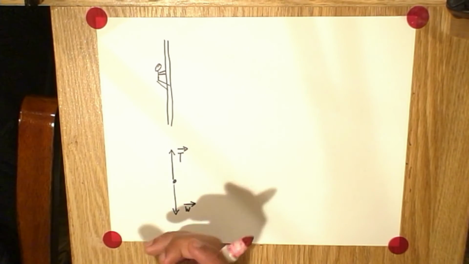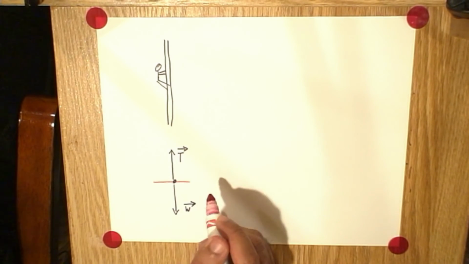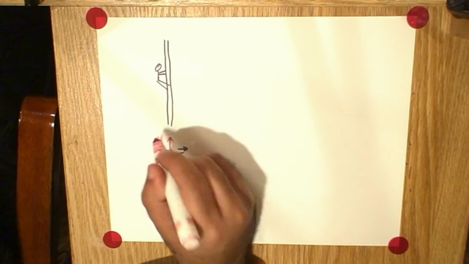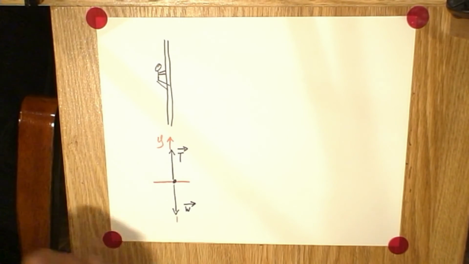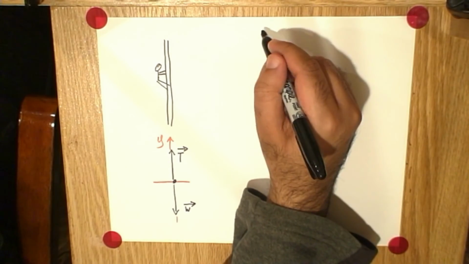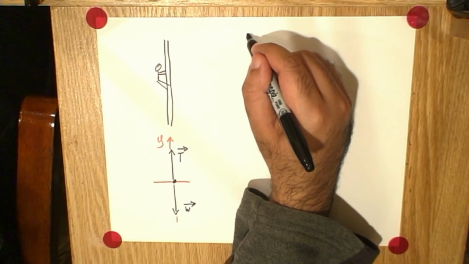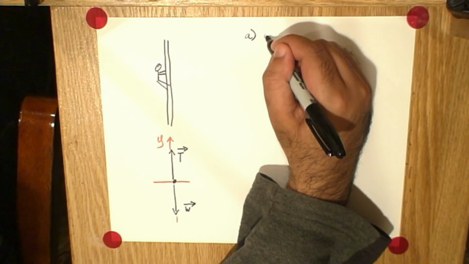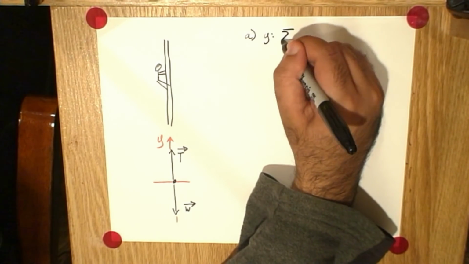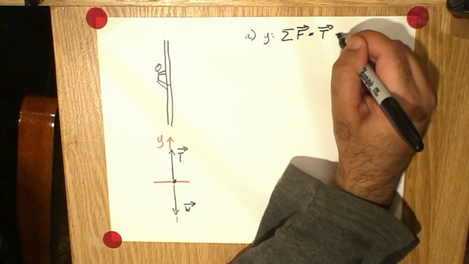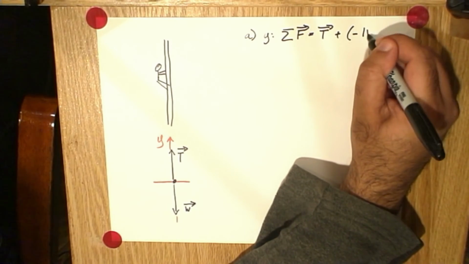Now that we've done the force balance, let us apply the axes, and let us proceed from there. For part A, in the y direction, we know that total force is equal to tension plus negative weight.